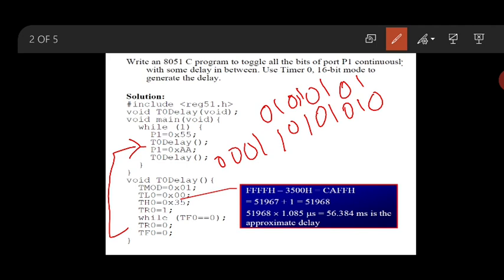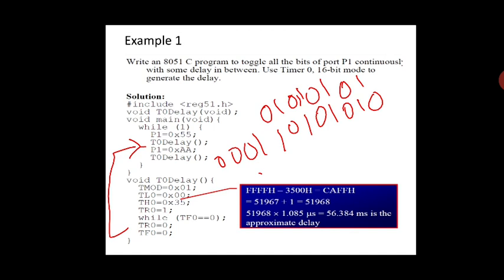Okay, the maximum value will be FFF, and the value set here is TL = 00, TH = 35. After subtraction with the hexadecimal value CAFF, if I convert this CAFF into decimal value, it is 5967 plus 1, that will be 5968.